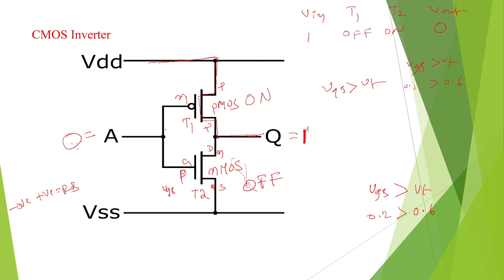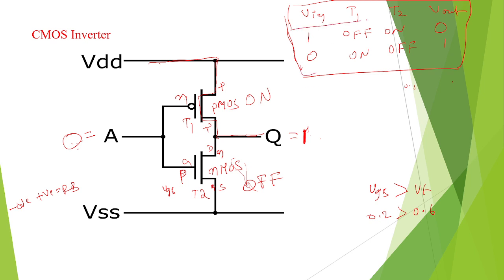You can say that when you are giving 0, the binary output is 1. So while giving 0, T1 is on, T2 is off, and the output is 1. Like this we can explain the CMOS inverter. Why CMOS? Both the transistors, NMOS and PMOS, are used. That's why it is a CMOS inverter, complementary metal oxide semiconductor inverter.